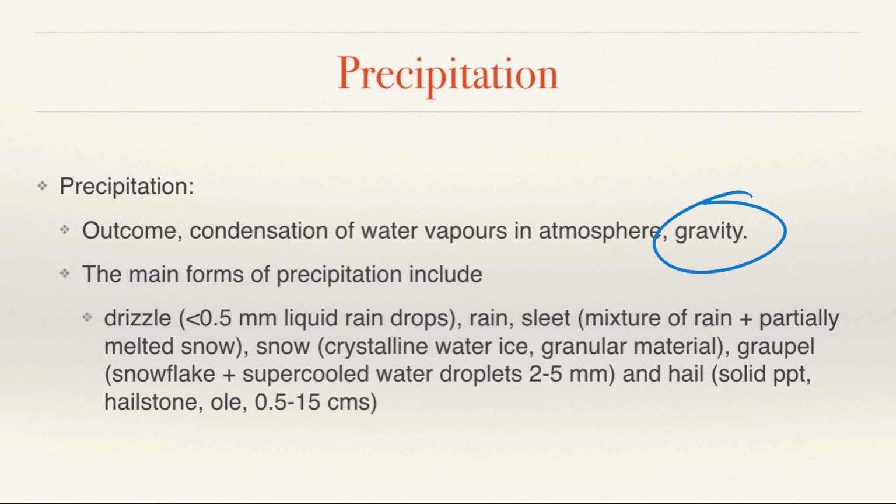These are the main types. Drizzle is liquid raindrops of less than 0.5 mm. Rain, obviously you know. Sleet is basically a mixture of rain plus partially melted snow. Snow is crystalline water ice with granular material. Graupel is a German word, which is snowflake plus supercooled water droplets of 2 to 5 mm. And hail, which is called ole in Hindi, is solid precipitation, hailstones, which are 0.5 to 15 centimeters. It can really damage the crops and surrounding structures.